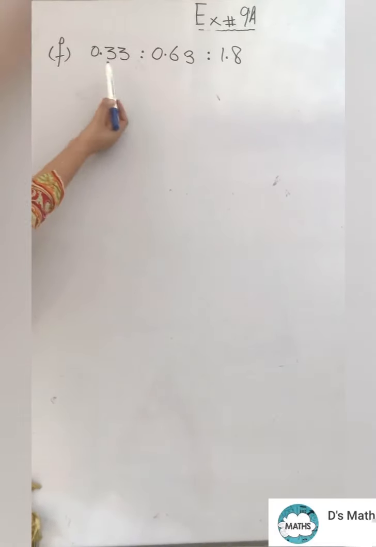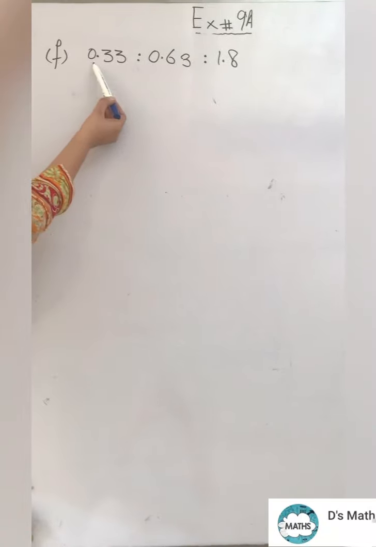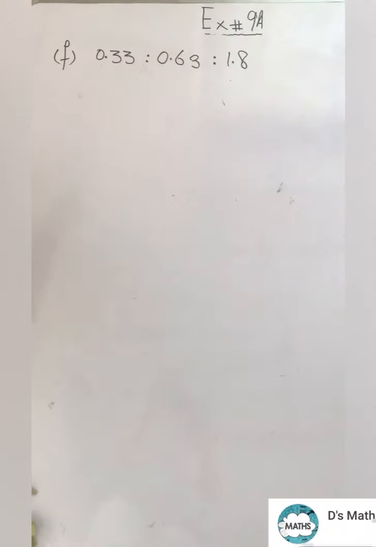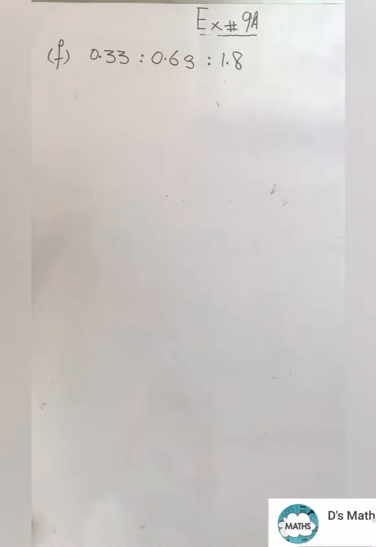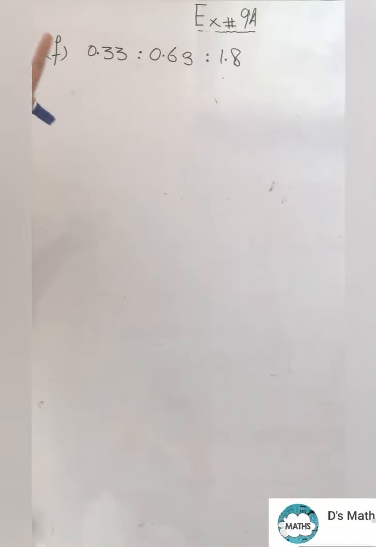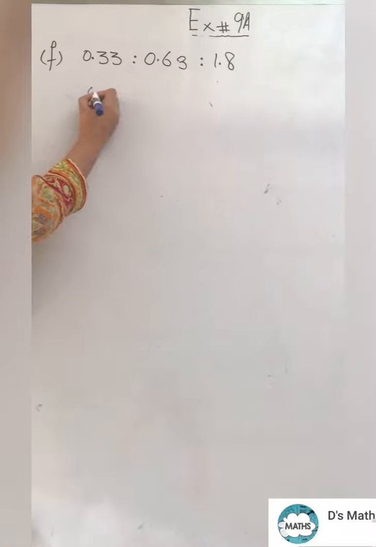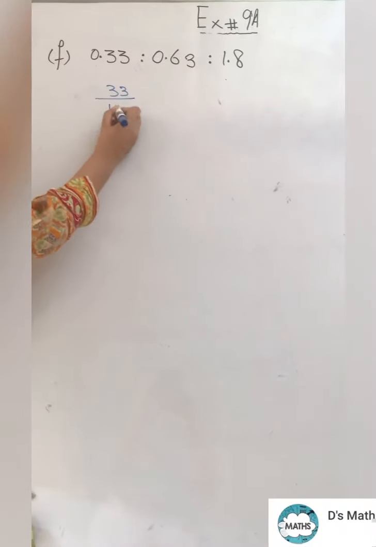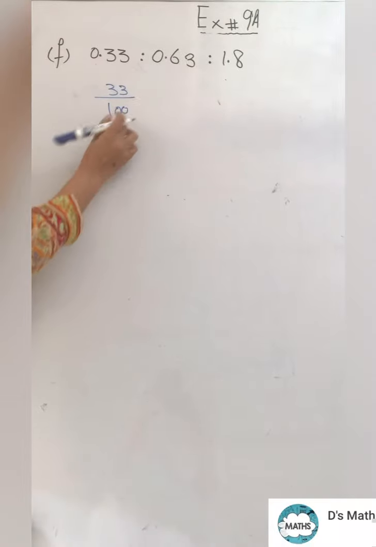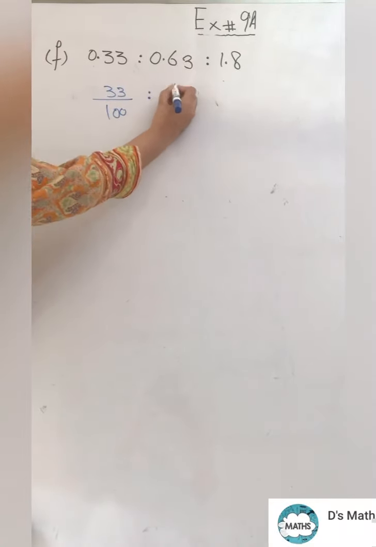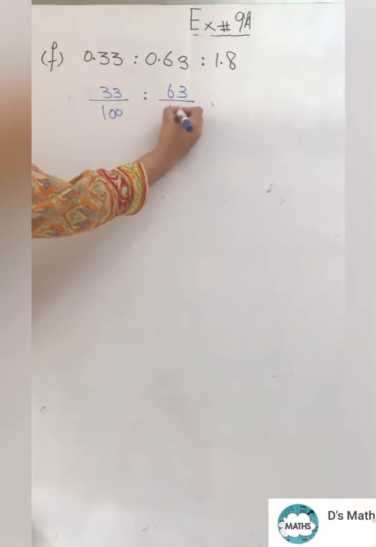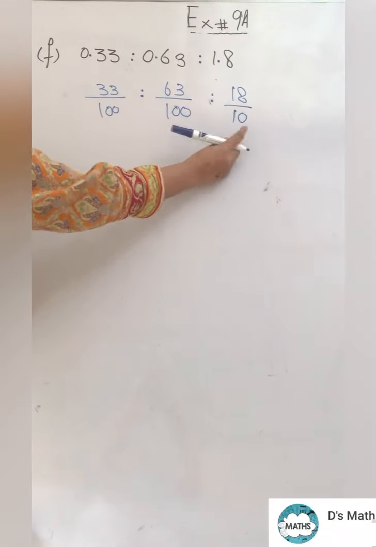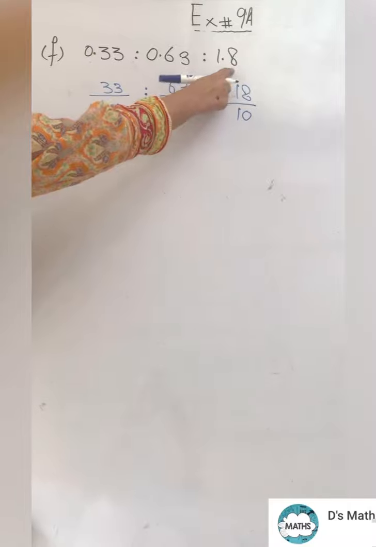In part F, we have to take the ratio of 3 quantities: 0.33, 0.63 and 1.8. These are decimal numbers. In decimal numbers, the first step will always be to remove the decimal point. When I remove the decimal point, we have 33 over 100, because we have 2 digits, so we place 2 zeros. 63 over 100, same, 2 zeros, and here we place 18 over 10, as we have 1 digit after the decimal point.